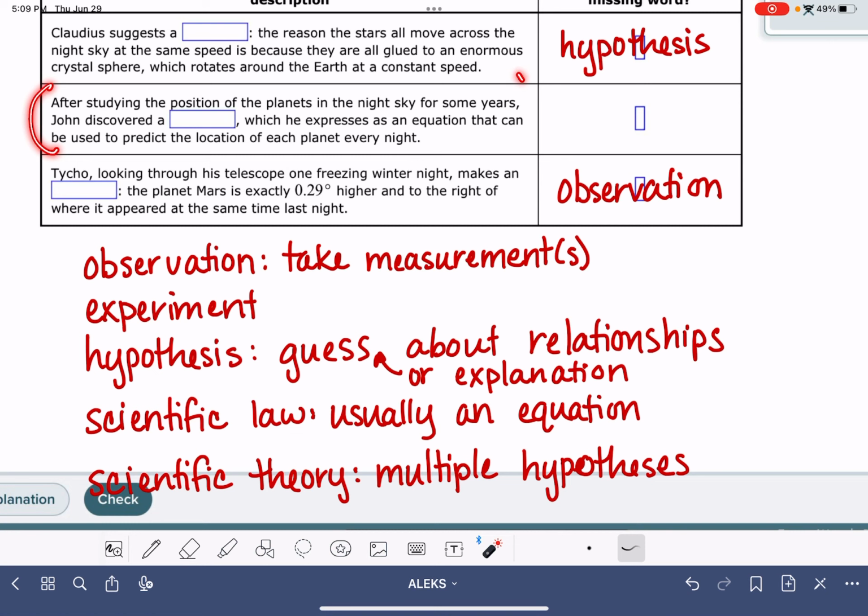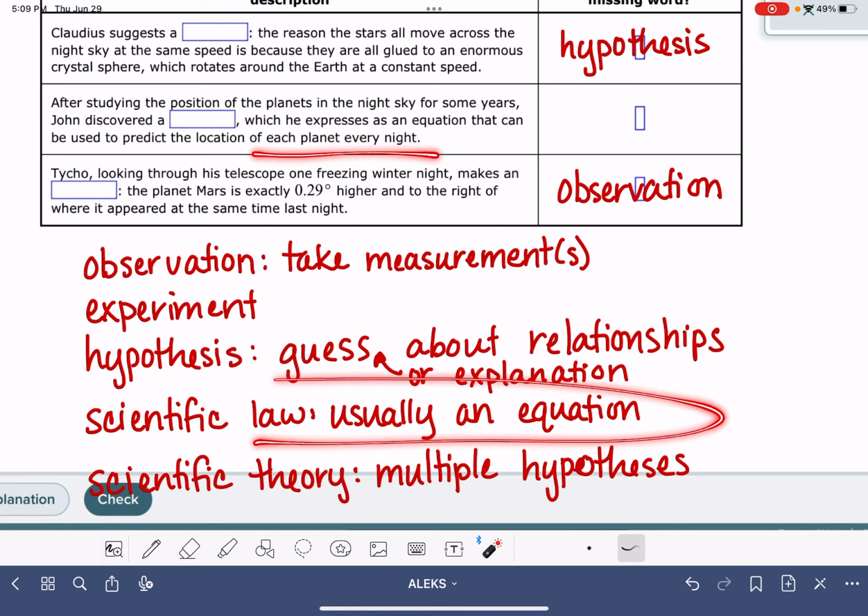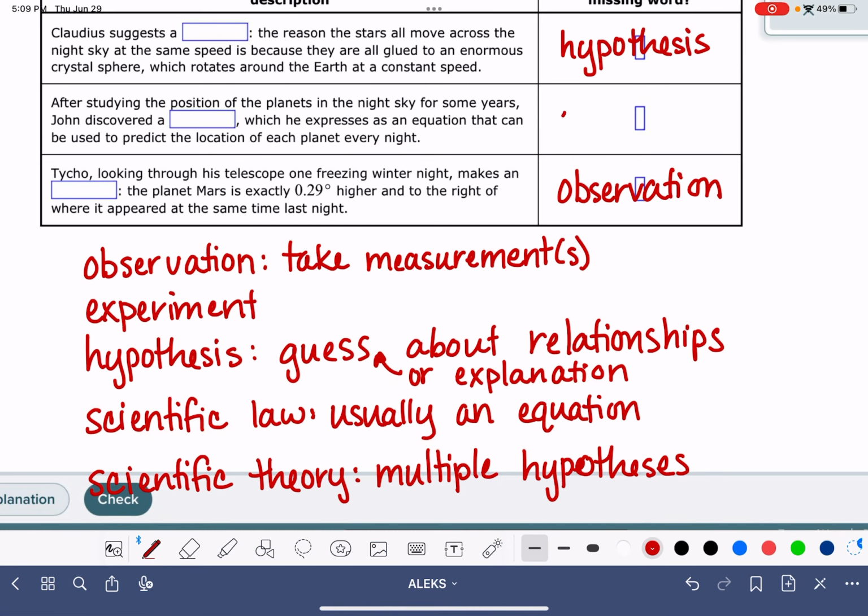So this situation says after studying for a long time, creates an equation. Ooh, keyword. Expresses an equation that can be used to predict the location of every planet. That, I believe, is going to be a scientific law.